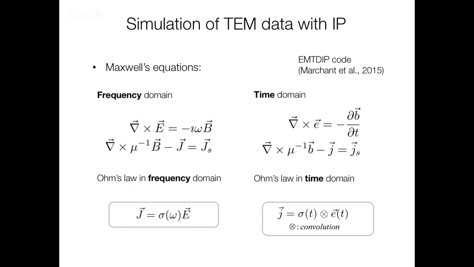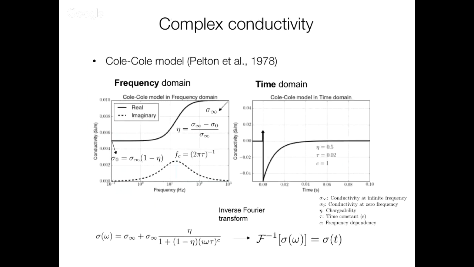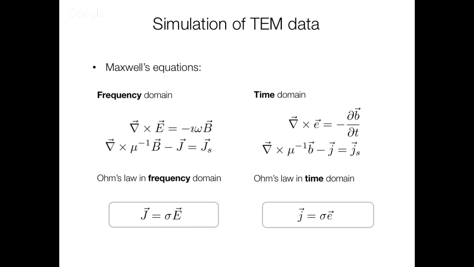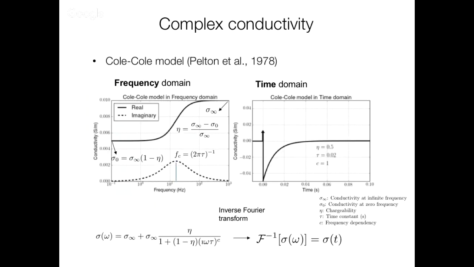In time domain, it's a bit more challenging, and one of my students, Dave Marchant, wrote a very nice code for time marching. And in this case, the J is equal to sigma convolved with E of t. So if I have J equal to sigma E, that's your Ohm's law, but sigma is frequency dependent, then if you take the inverse transform, you're going to have that J is sigma convolved with E. And that's what's happening here.